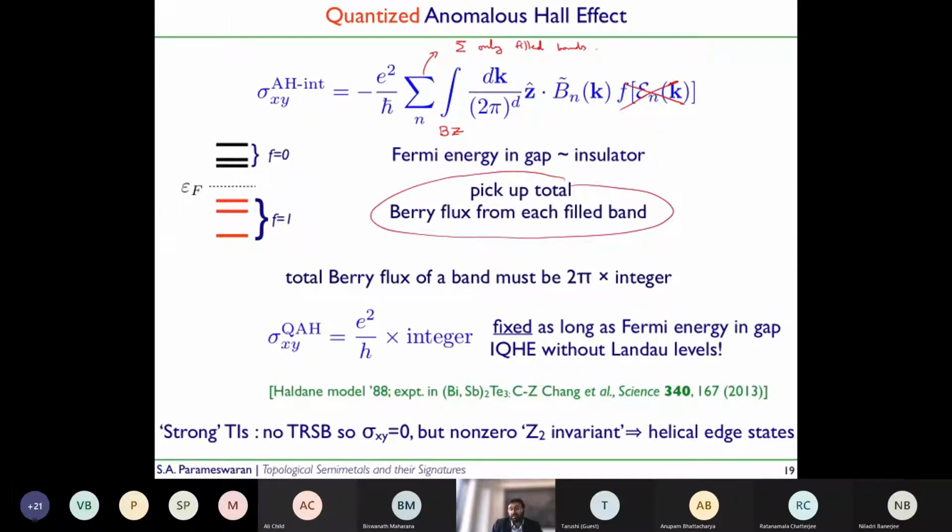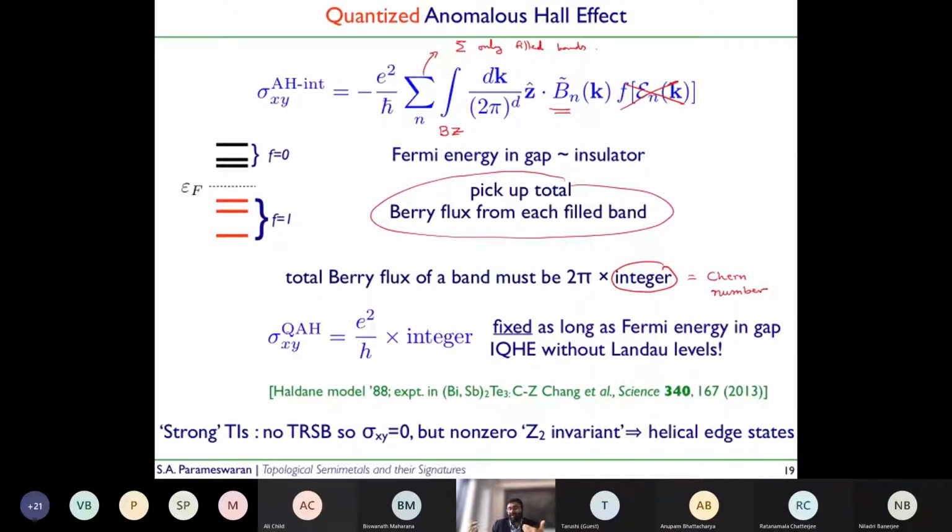Okay. Now, when I take this integral, I pick up the total Berry flux from each filled band. Now it turns out that the integral of this Berry flux over the entire two-dimensional surface actually has to be 2 pi times an integer. That's a property, and this integer is known as the Chern number. So this might be familiar to some of you. And in some sense, this Chern number is also what makes the integer quantum Hall effect in a magnetic field a non-trivial topological phase, except that there is no Brillouin zone.